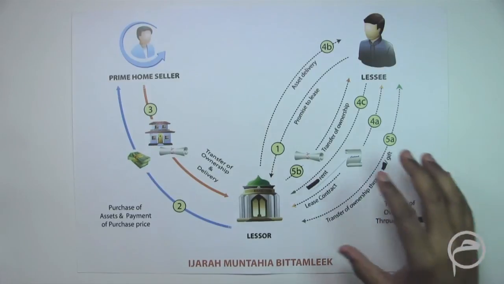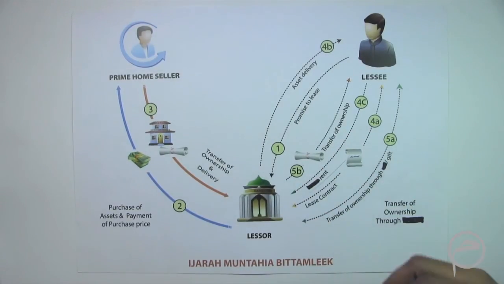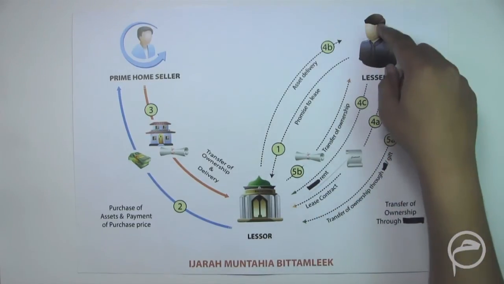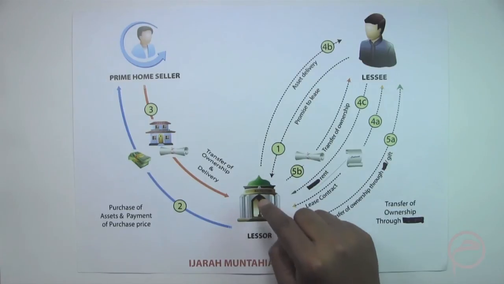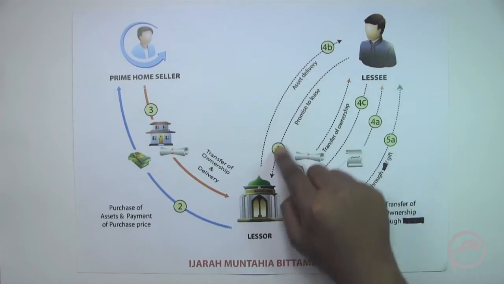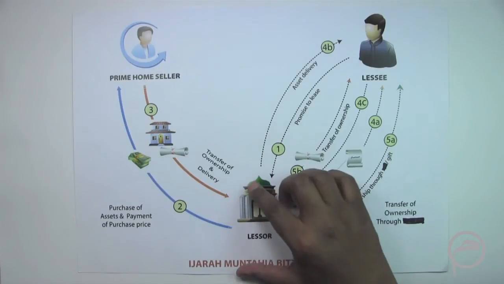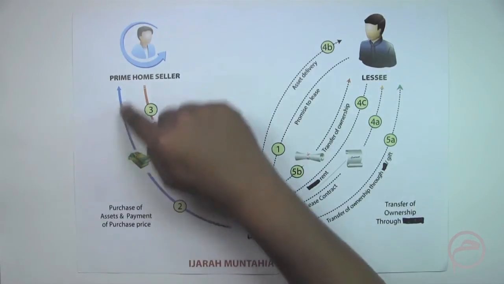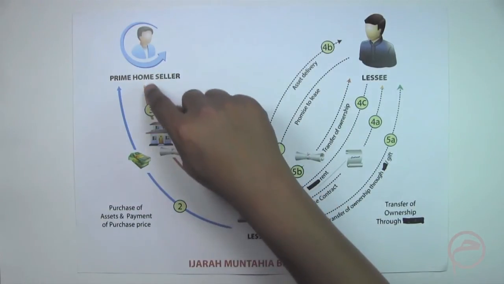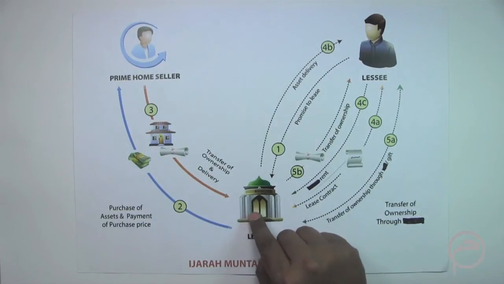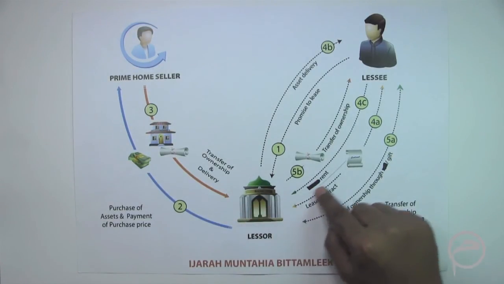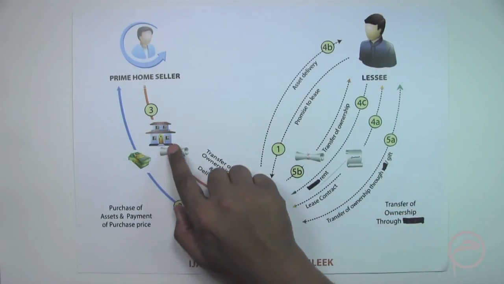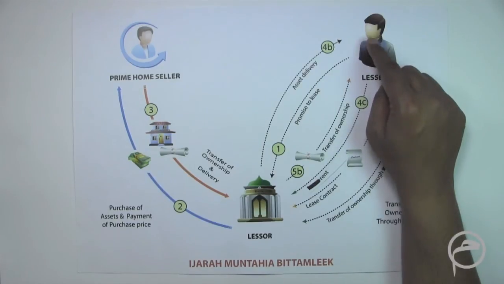So let us discuss how an ijara is used to provide home finance to a customer. If this is a customer, the customer approaches an Islamic Bank and provides a unilateral promise to lease to the Islamic Bank. The second step is that the Islamic Bank pays and purchases the house from the seller. So the ownership of the house is transferred to the Islamic Bank. The third step is that the Islamic Bank enters into a lease contract or an ijara contract with the customer. So the asset, which is this house, is now leased to the customer.